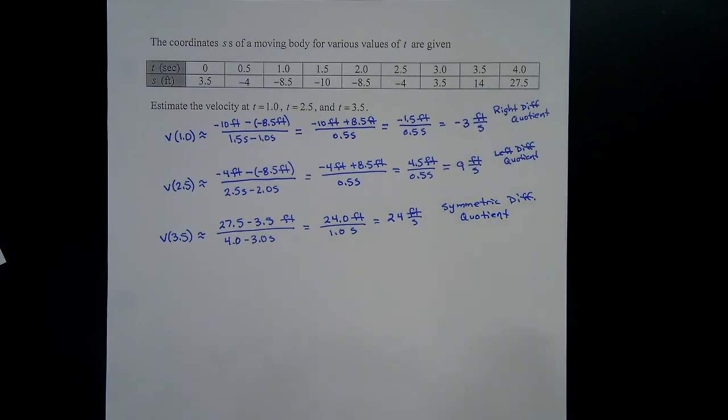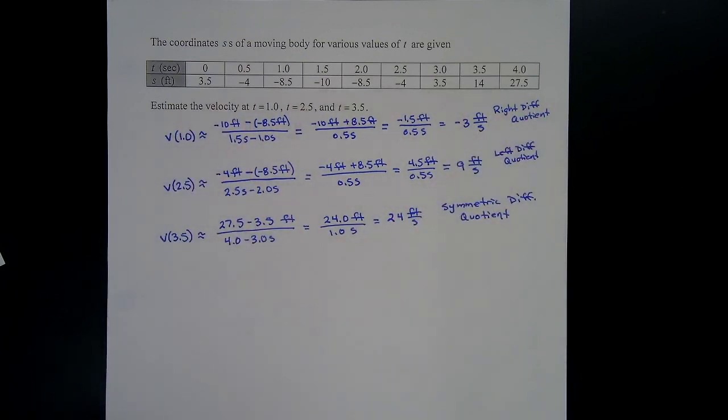Okay, so I'm not saying you have to do it all three ways on the homework. I'm just refreshing your memory that there are three different ways you can estimate a derivative. You can use a right difference quotient, a left difference quotient, or a symmetric difference quotient. It doesn't matter here because they're all 0.5 away.